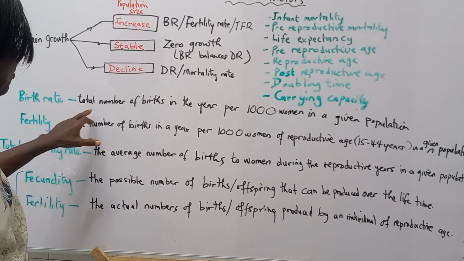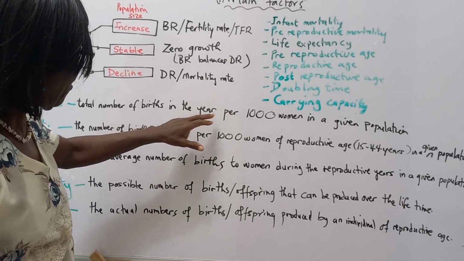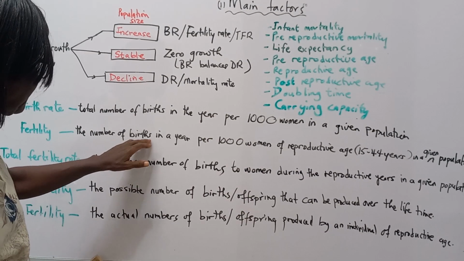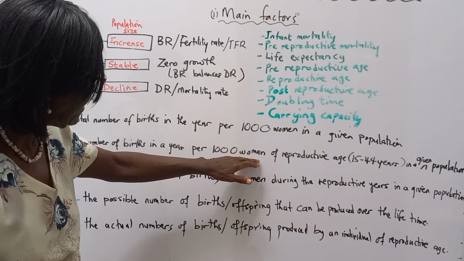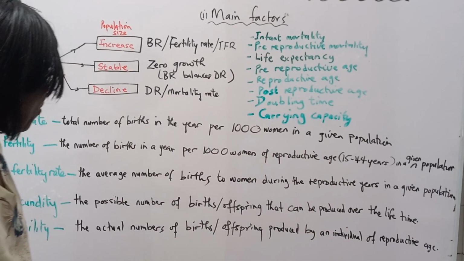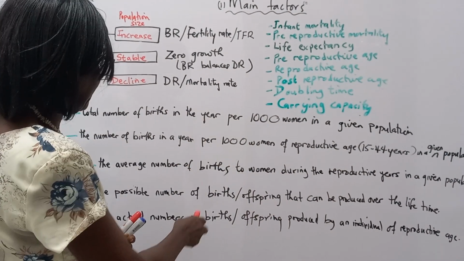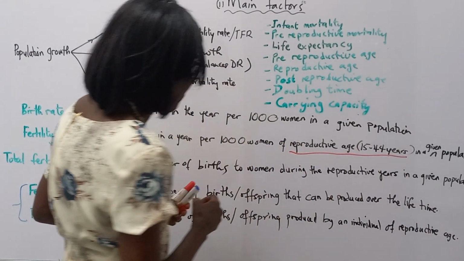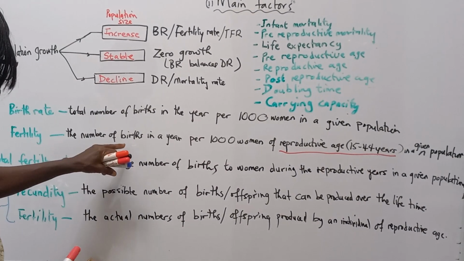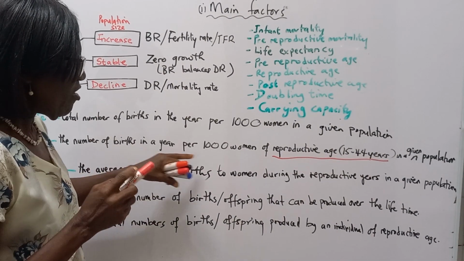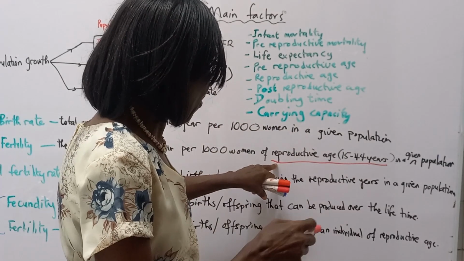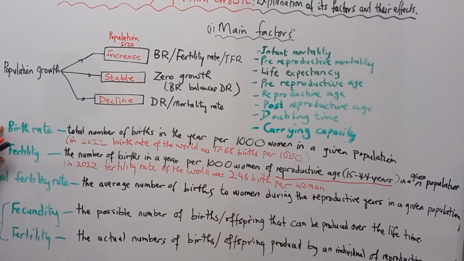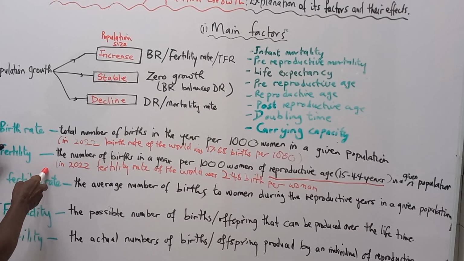Birth rate is the total number of births in the year per 1,000 women in the given population. Fertility is the number of births in a year per 1,000 women of reproductive age. So the difference between birth rate and fertility is reproductive age or childbearing age. Fertility looks at the number of births of a particular group within the reproductive age group. So you see the difference when working out birth rate or fertility rate.